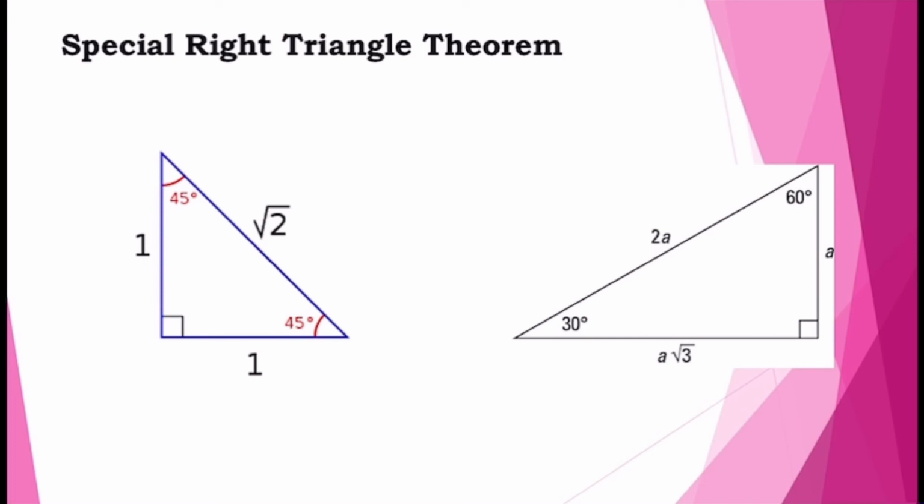In the previous lesson, we proved that in a 45 by 45 by 90 degrees triangle, or an isosceles right triangle, the hypotenuse is the square root of 2 times as long as each leg. We also proved that in a 30 by 60 by 90 degrees triangle, the hypotenuse is twice as long as the shorter leg, and the longer leg is the square root of 3 times as long as the shorter leg. Now, let us apply the theorem.